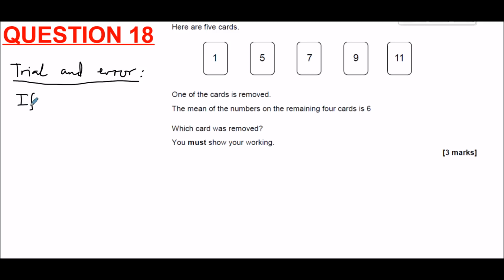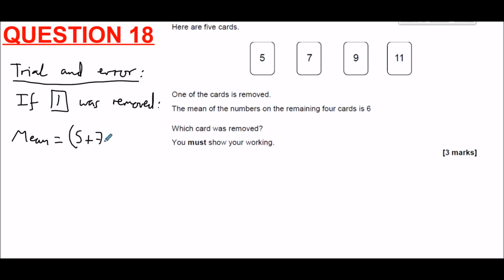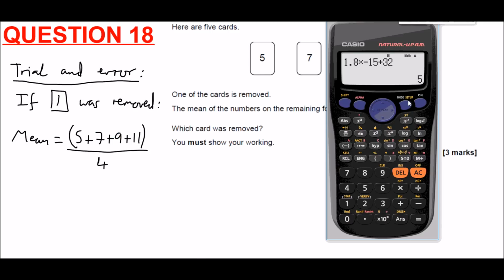So if 1 was removed, just imagine 1 being removed, the mean of the numbers that would be left would be the total of all the numbers divided by how many numbers are left. Remember, the mean is always a total of values divided by the number of values. So if I add these numbers together, 5 plus 7 plus 9 plus 11, and then we divide that by 4, we'd get 8.